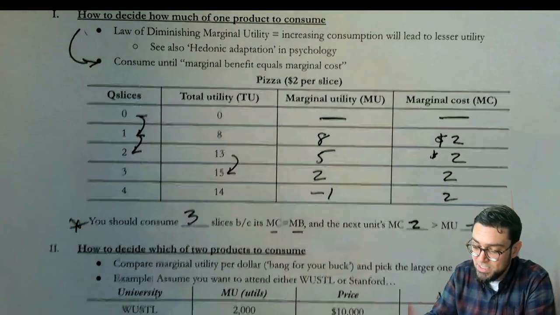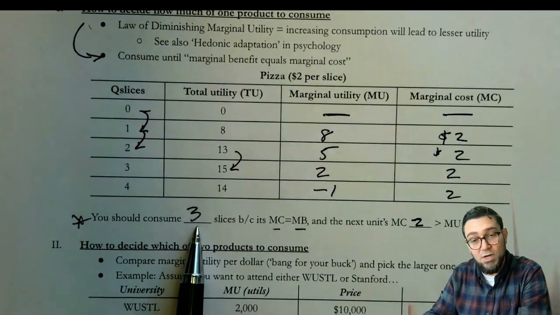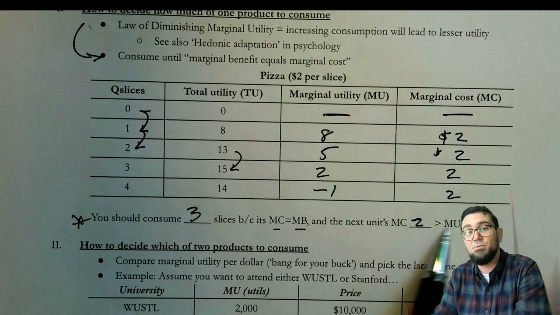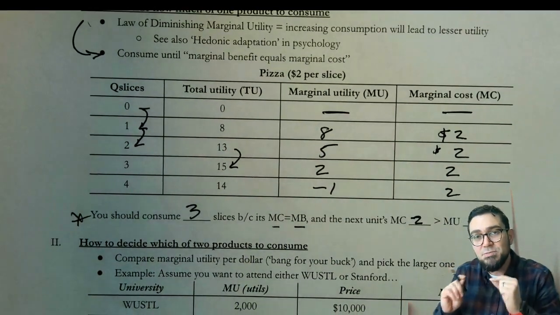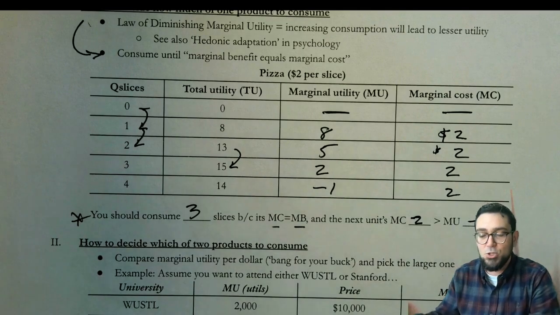So this is how we would answer this style of a question. We would say we want 3 because that's where it equals each other, and we don't want the next one. It's always important to include why we don't want the next one with these marginal problems.